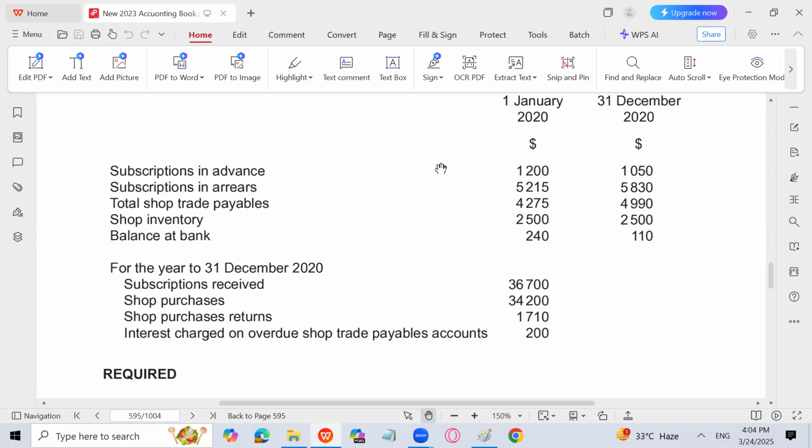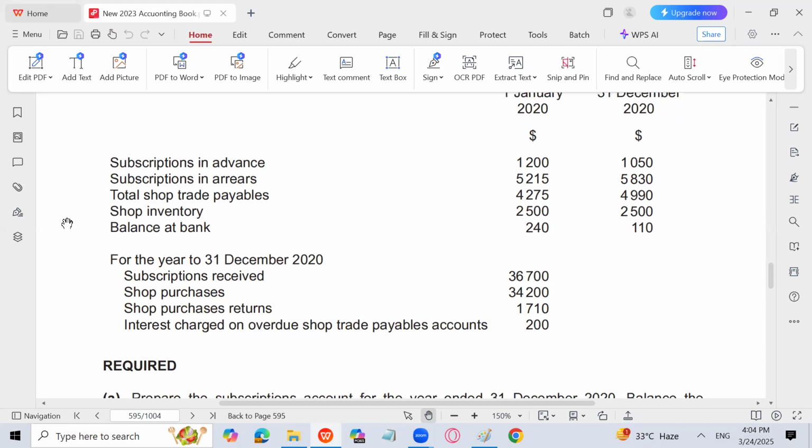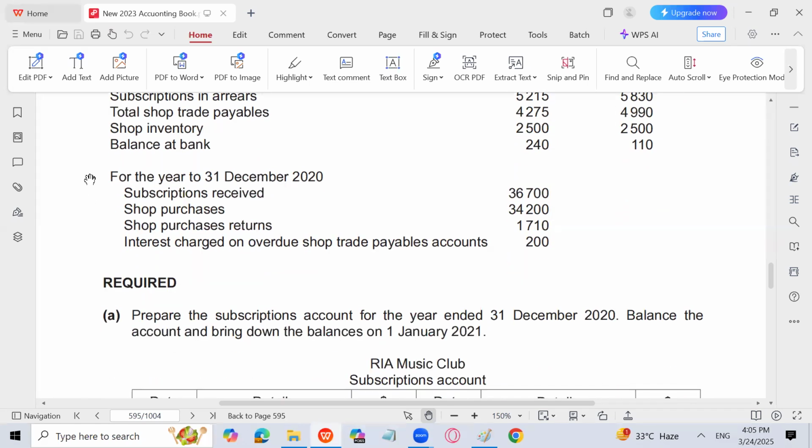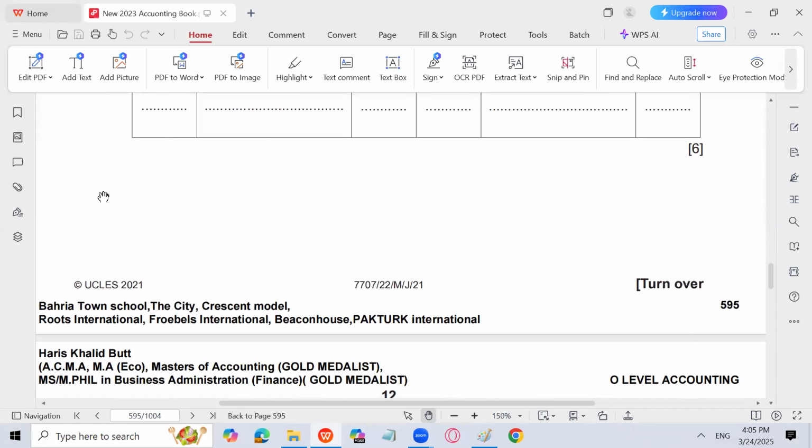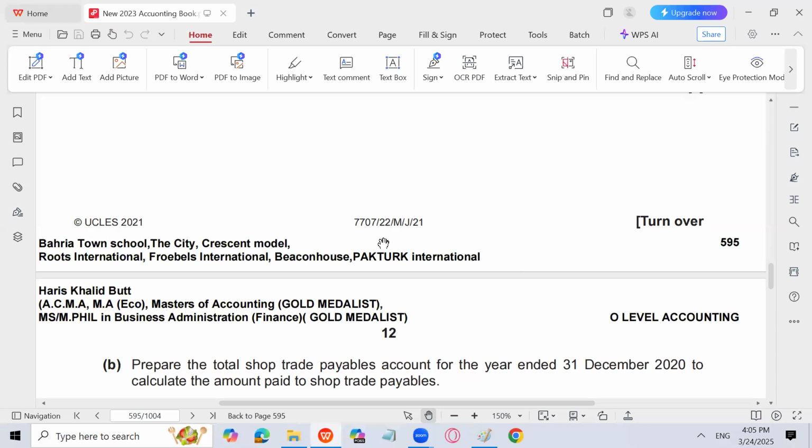Balance at bank is given, opening and closing. Subscription received 36,700. Shop purchases are given, shop purchase returns, and interest charged on the overdue shop trade payable account of 200. Can anybody tell me whether shop purchases are given? Yes, shop purchases are given in the question. So let's move forward. Prepare the subscription account. This question came in May/June 21, 22.